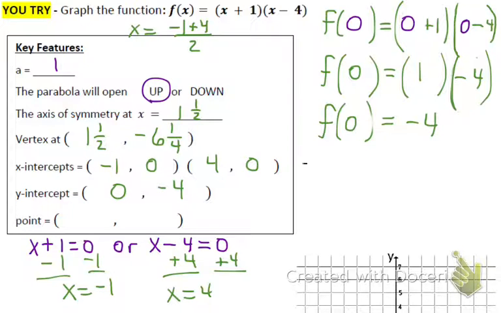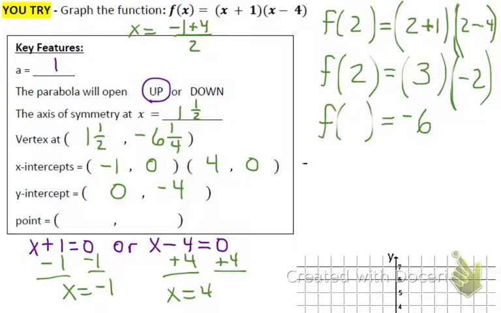An additional point, we can put in something to the right of that axis of symmetry, like 2. So everywhere there's an x, we'll put 2, and we'll see what comes out. So we have 2 plus 1, 2 minus 4. 2 plus 1 is 3, 2 minus 4, -2. Multiply them together, -6. So f of 2 is -6. And now we'll plot all those points.